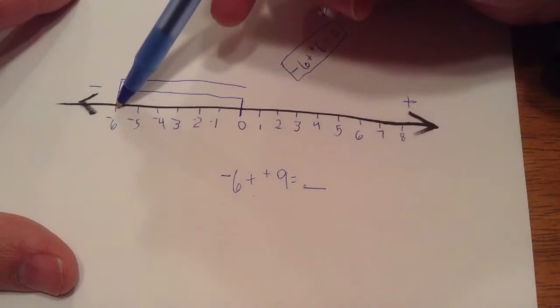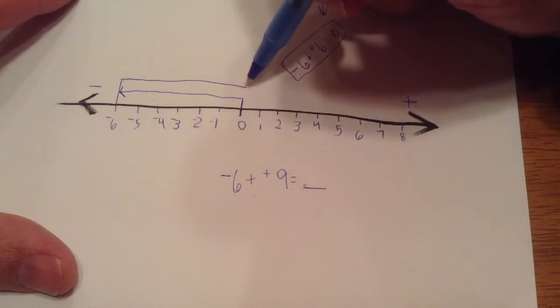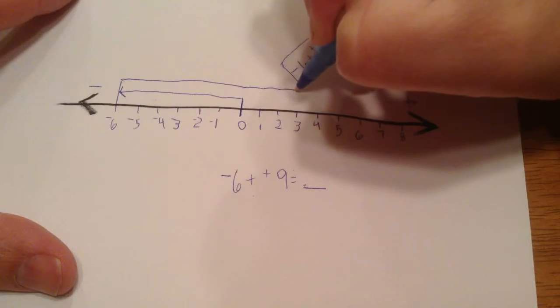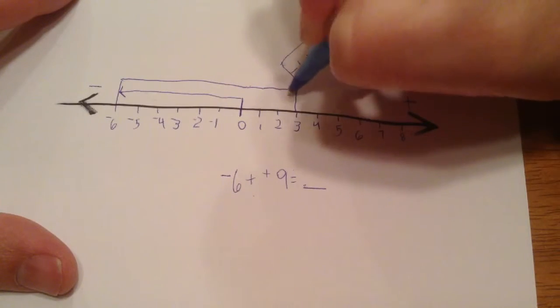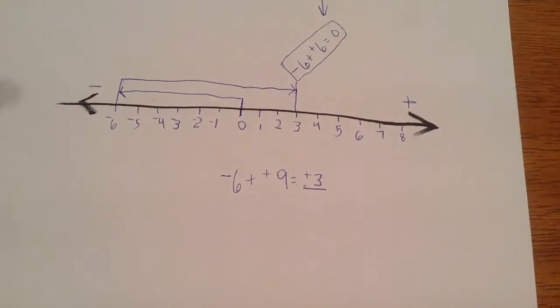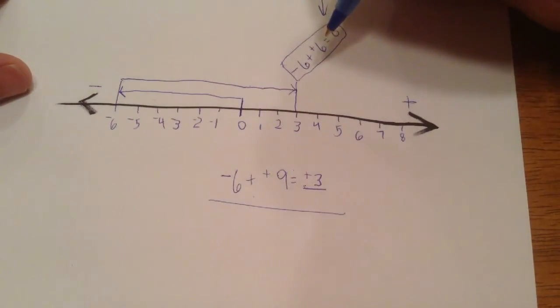Okay, so we were at negative 6. We're adding positive 9. Well, positive 6 got us back to 0, 7, 8, 9 units, and we end up at a positive 3. So a negative 6 plus a positive 9 equals a positive 3. Okay, and we also want to remember this example for the next item.